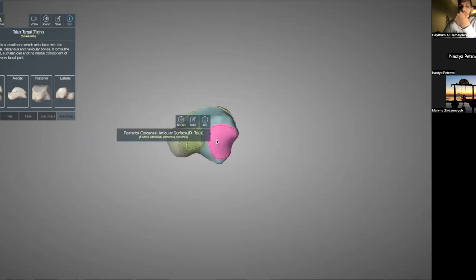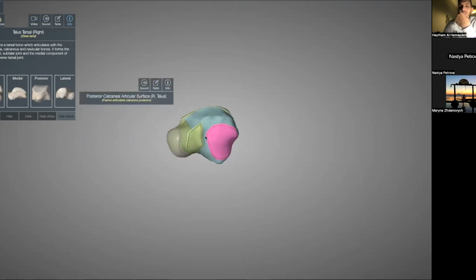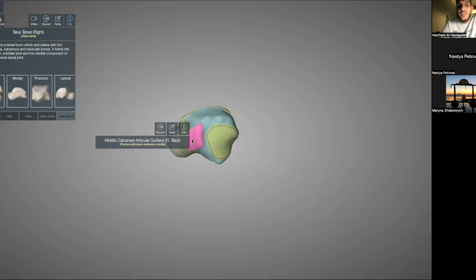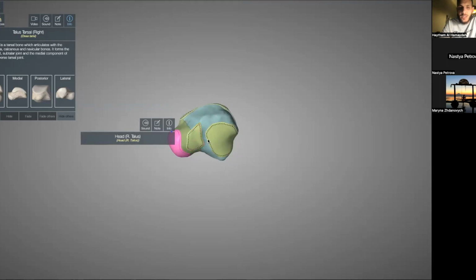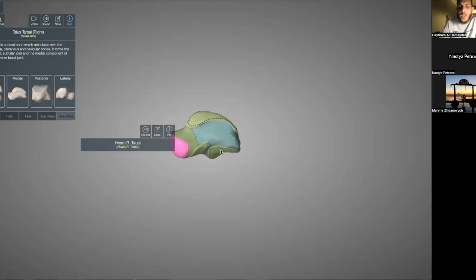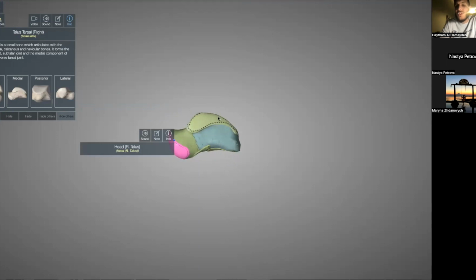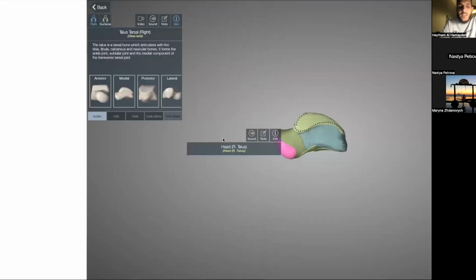And then you have the inferior articular surfaces. First, you have the posterior calcaneal articular surface. Why calcaneal? Because we know the calcaneus attaches here. And you have the middle calcaneal articular surface. This is just some information about the joints involved in the talus.